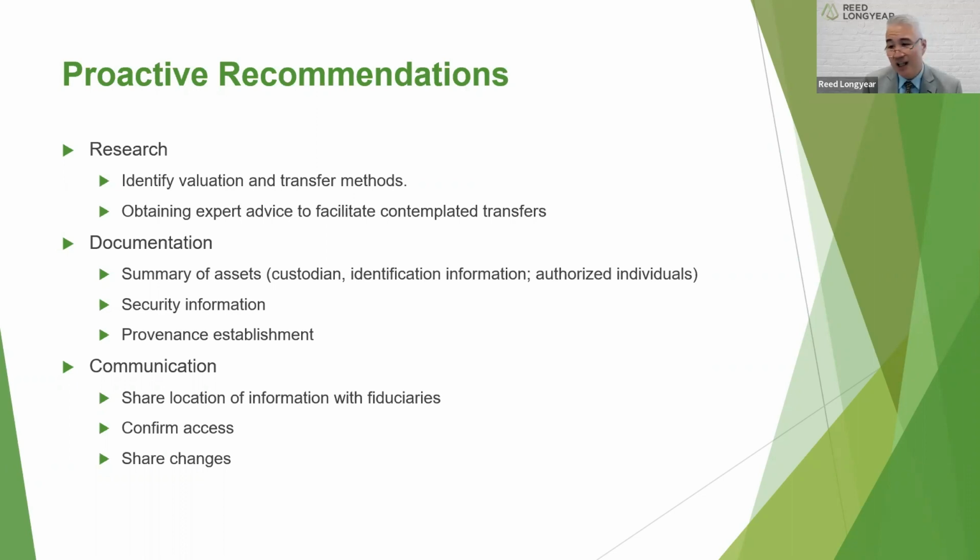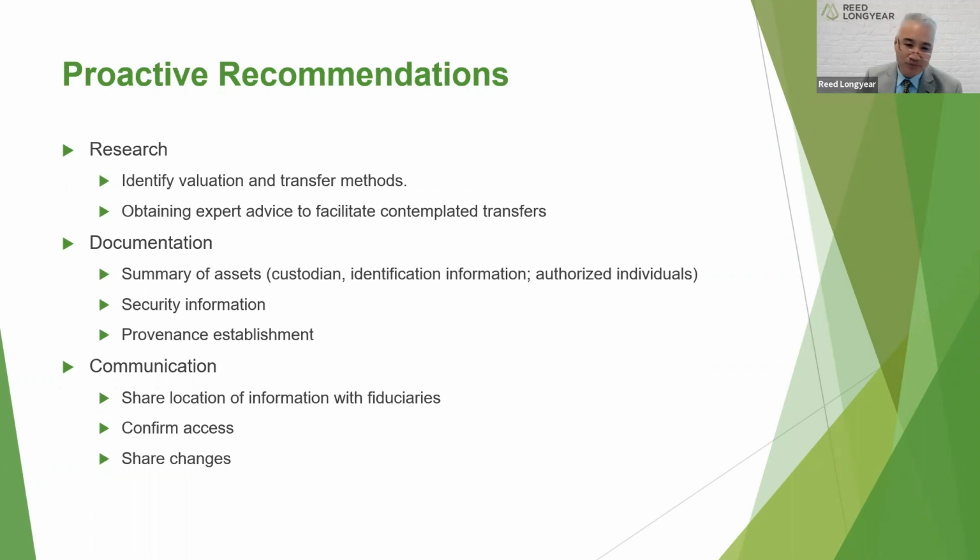And last is sharing this information with any fiduciaries that you nominate in your estate planning, to make sure that they're aware of the location of this information and confirming that they can actually access it if the need ever arises, as well as sharing any changes, because a lot of times with collectibles, people buy, sell, and gift assets. So you want to make sure that your documentation is being updated and that you're sharing these types of changes so people don't go on wild goose chases trying to locate assets that they think still exist in your estate.